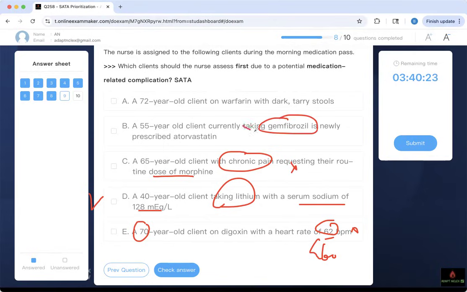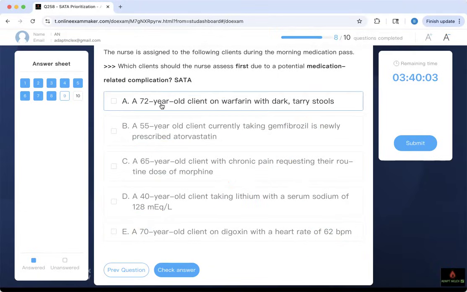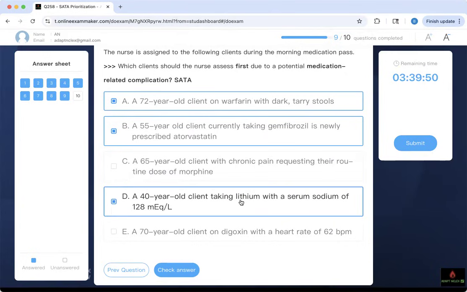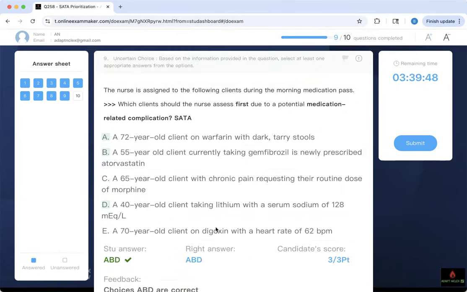Gemfibrozil, it's one of those fibrates. You should not combine it with atorvastatin. Watch for this, this is being asked multiple times. Combination of lipid-lowering medication, this one. Warfarin, dark tarry stool, you're bleeding. Those are the patients who see it. So we have a bleeding patient. We have a patient that when you combine gemfibrozil with atorvastatin, you have rhabdomyolysis. You have chronic pain, we have time for you. Lithium with hyponatremia, bad. Digoxin, heart rate of 62 is okay.